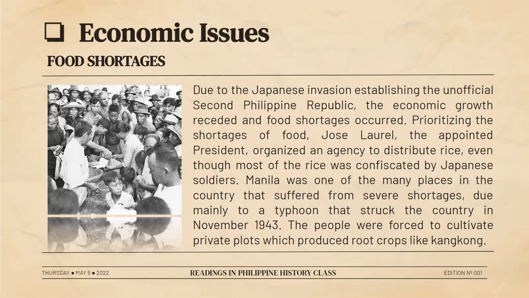The people were forced to cultivate private plots which produced root crops like kangkong. The Japanese, in order to raise rice production in the country, brought a quick maturing Horai rice. Horai rice was expected to make the Philippines self-sufficient in rice by 1943, but rains during 1942 prevented this from happening.